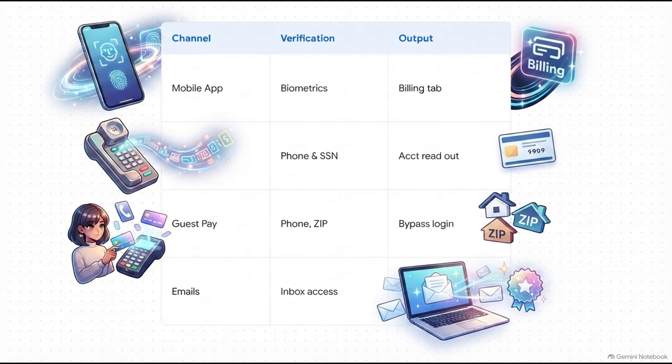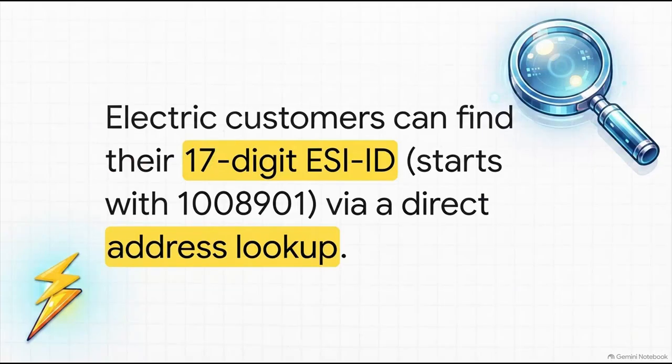Now, if you just need to pay your bill right this very second, use the guest pay bypass. Just plug in your phone number, house digits, and zip code to pay without even logging in. And hey, never underestimate the power of simply searching your personal email inbox for an old CenterPoint confirmation message. Quick side note for our electric customers out there, if you're only looking for your ESI ID, your electric service identifier, you can actually skip the portal entirely.